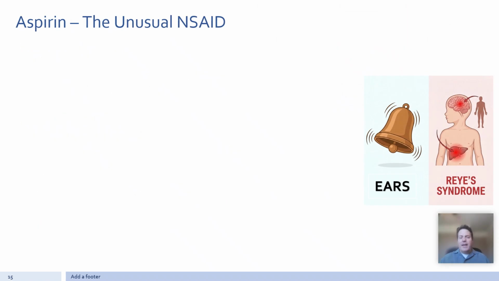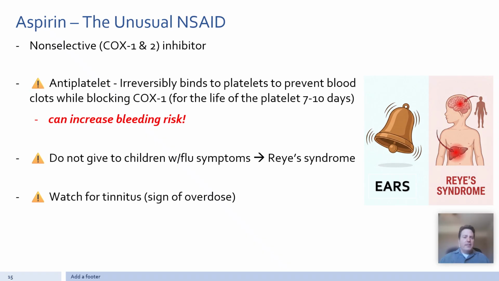So aspirin is also an NSAID. It's an unusual one. It's a non-selective COX-1 and COX-2 inhibitor, but it's also an antiplatelet medication. So we covered this a little bit in our cardiology section. It irreversibly binds to platelets to prevent blood clots while blocking COX-1 for the life of the platelet, which is 7 to 10 days. So that can increase bleeding risk. You don't want to give aspirin to children with flu symptoms because it increases the risk of Reye's syndrome. And finally, you want to watch for tinnitus, which is a ringing in the ears, which is a sign of overdose.